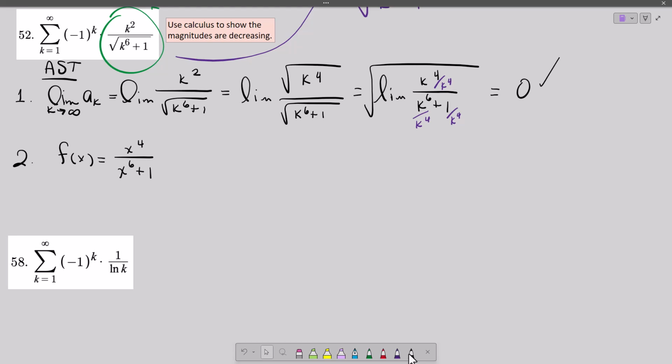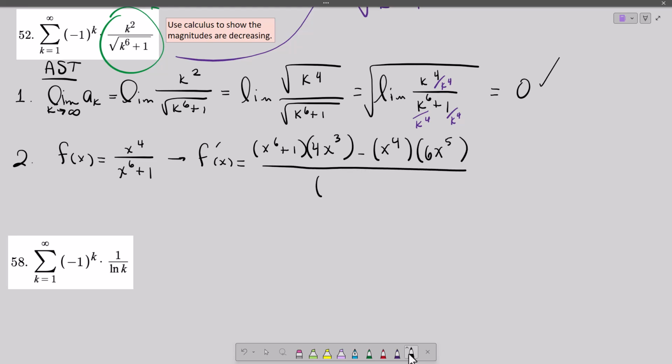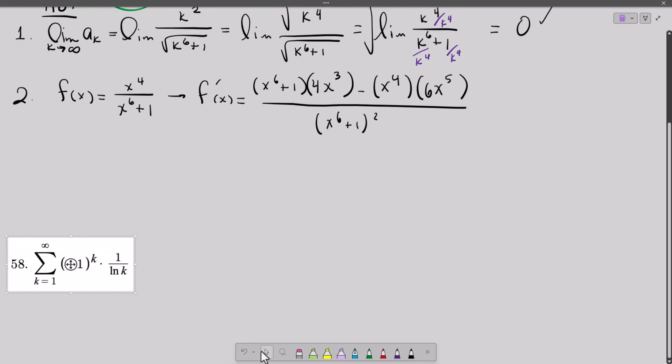Okay, so to show this is decreasing, we're going to take the derivative. The derivative here, we do have to use a quotient rule. So we do the low d high, so there's low d high minus high d low, all divided by low squared. So we want to show that that's negative. If we can show that's negative, we are golden. Then we can make our conclusion about the alternating series test.